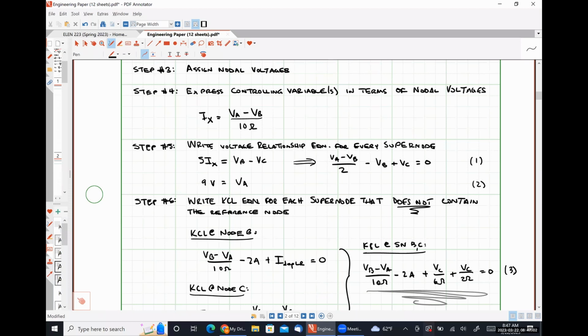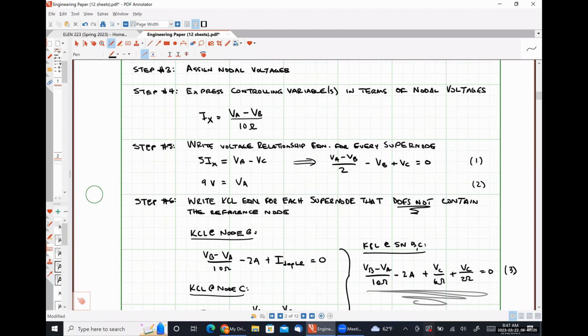So my coefficient for VA in my first equation is 1/2. My coefficient for VB is -1/2 minus 1. My coefficient for VC is +1. My constant term is 0. In my second equation, my coefficient for VA is 1. My coefficient for VB is 0. My coefficient for VC is 0. My constant term is 9.